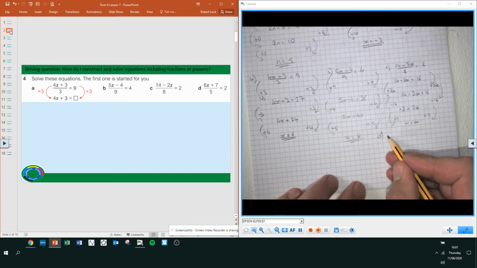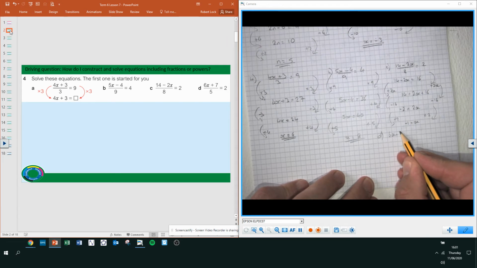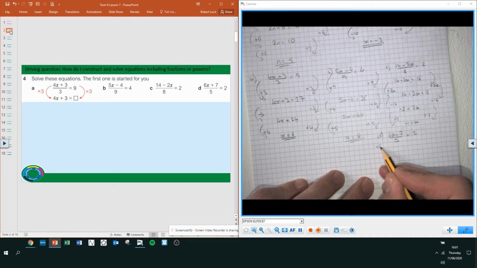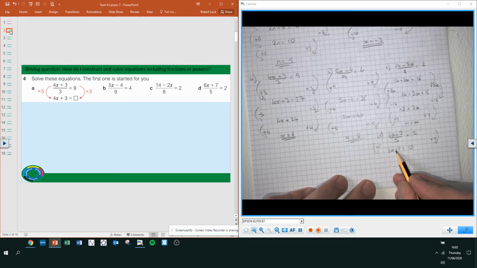D. 6x plus 7 over 5 equals 2. Times everything by 5. 6x plus 7 equals 10. Put 7 over the other side. So minus 7 on both sides. So 6x equals 17. Then divide by 6 on both sides. So divide by 6, x equals 17 divided by 6.